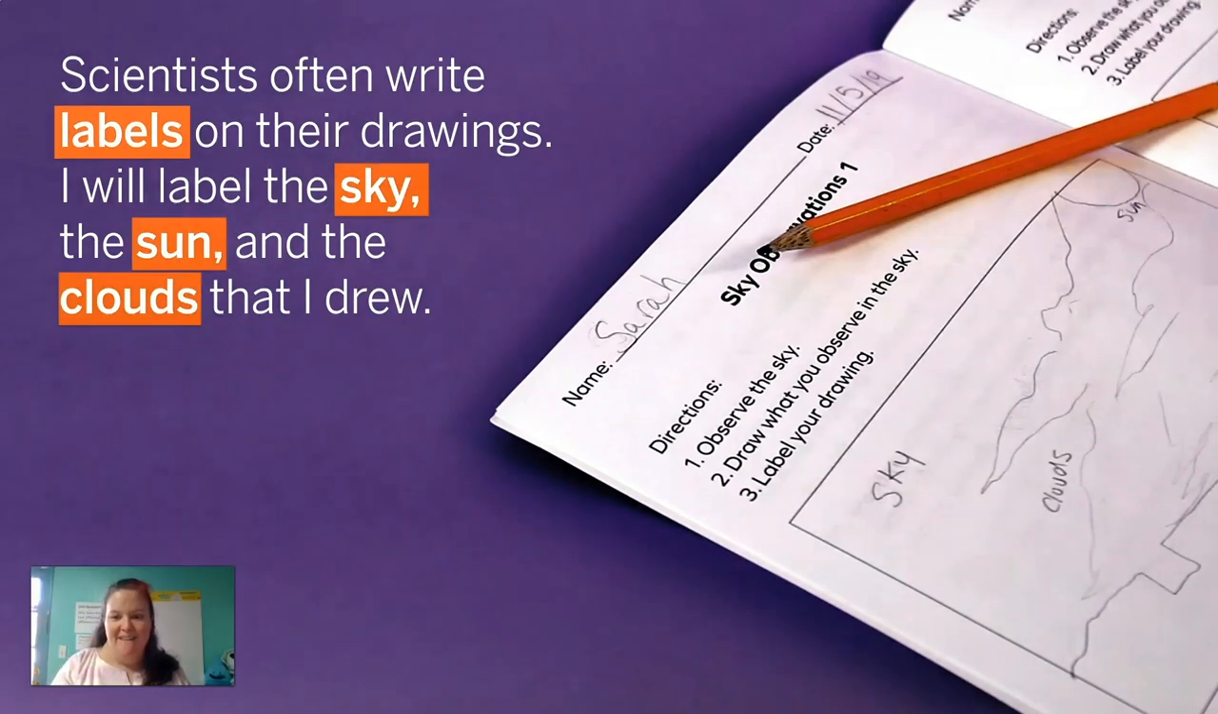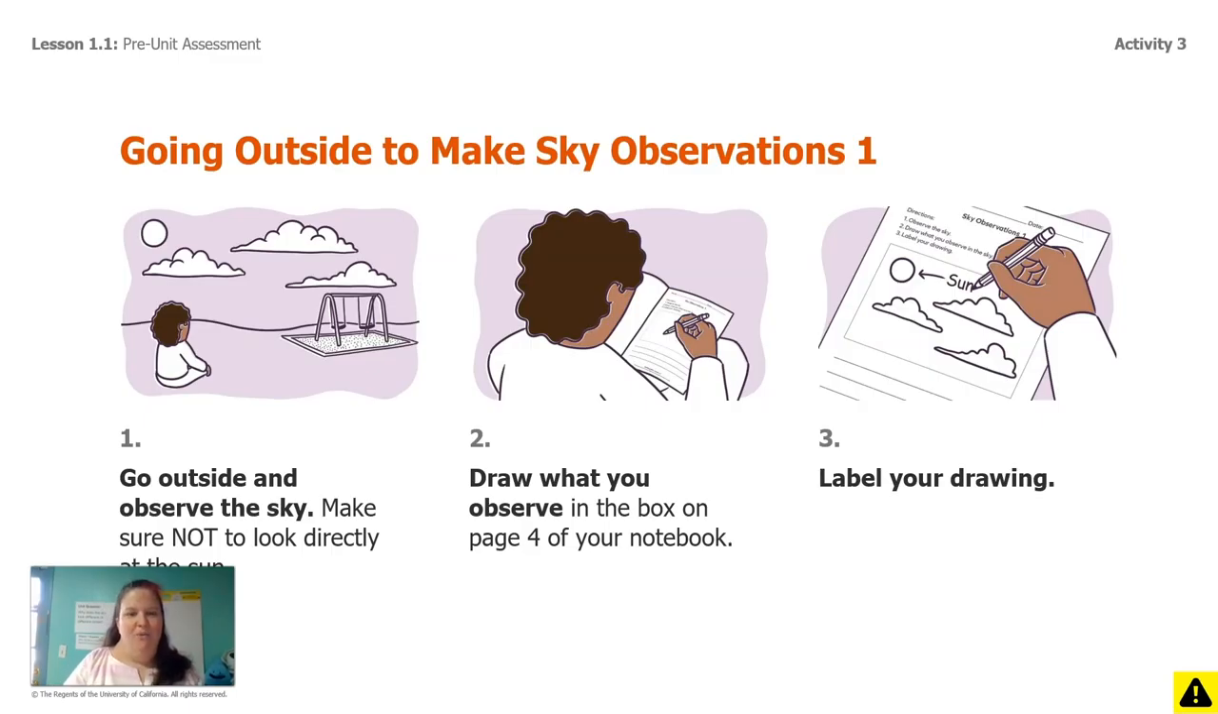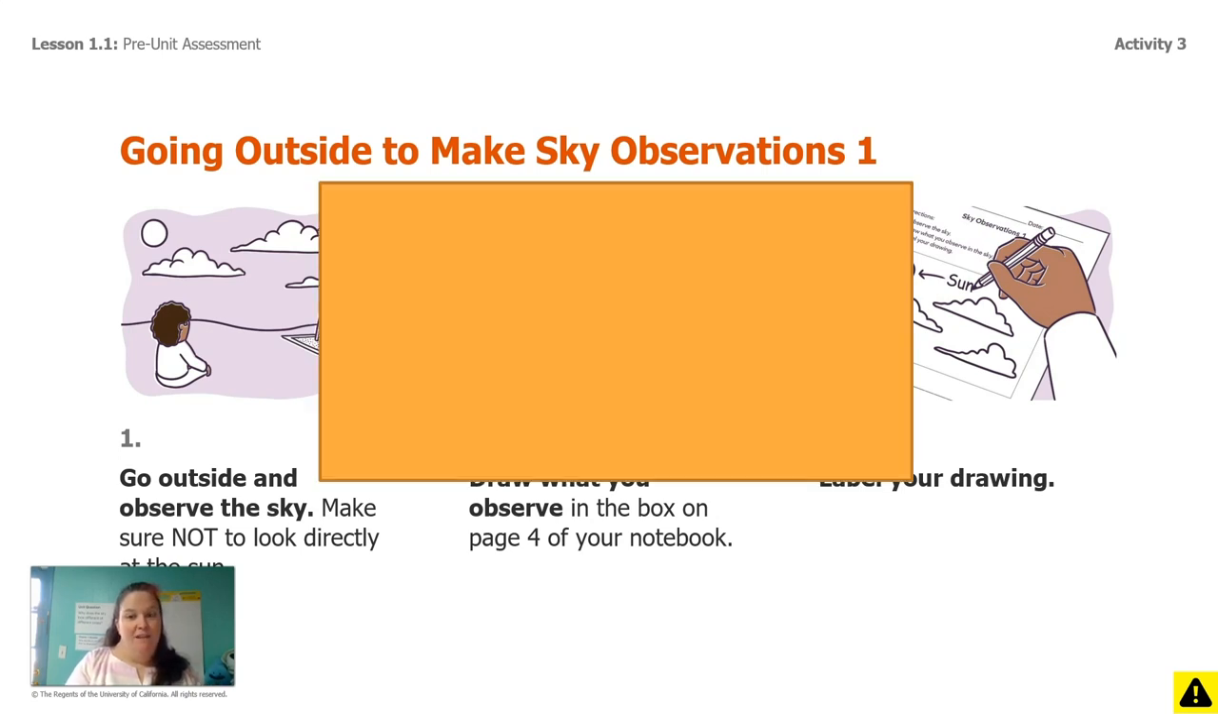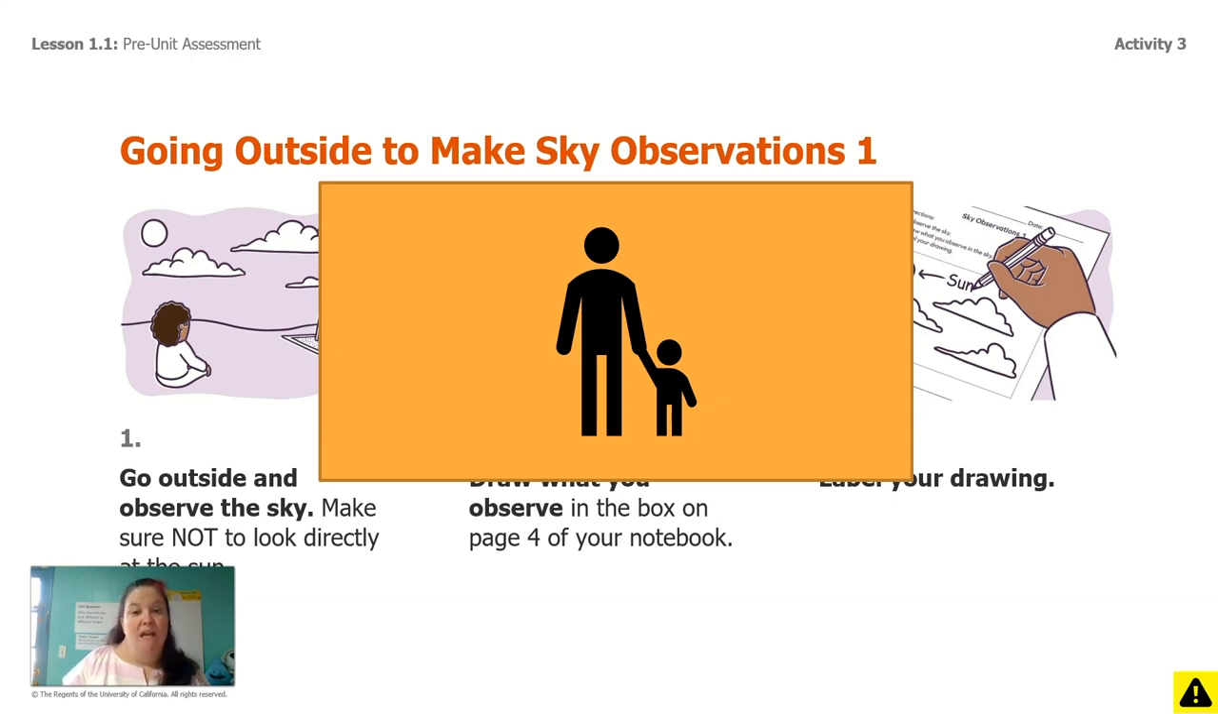Okay, did you guys get that? All right, so now to end off, you guys, we're gonna go outside and observe the sky, okay? We don't wanna look directly in the sun because that can hurt our eyes. Okay, and on your paper, you're gonna draw what you observe. So just like we saw in the video, we're gonna draw what we observed and we're gonna label our drawings, okay? Now the most important thing, you guys, of course, is that we have adult permission and we go outside with an adult. We've gotta stay safe, okay?